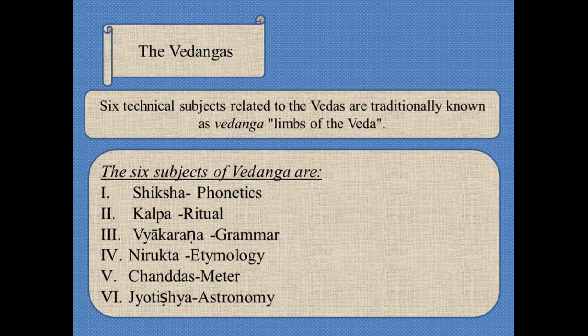Next part is Vedanga. Veda and Anga, which means the limbs of the Veda. There are technically 6 subjects related to the Vedas. Just as a human being requires limbs, these are different subjects that assist the Vedas in their formation or construction. The first is Shiksha, or phonetics.